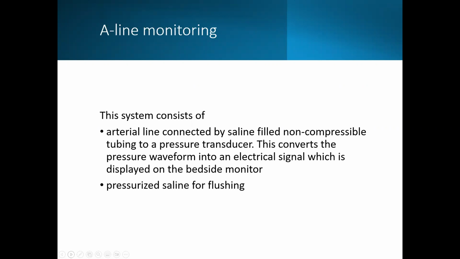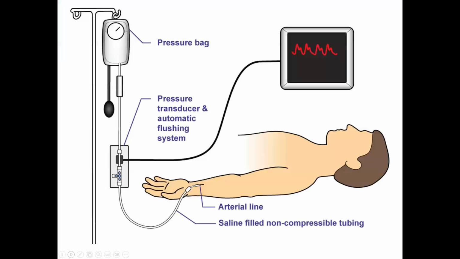The A-line monitoring system consists of an arterial line connected by saline-filled, compressible tubing to a pressure transducer. I showed you a schematic of that before. This converts the pressure waveform into an electrical signal, which is displayed on the monitor, and there is pressurized saline for flushing. Again, similar to what I showed you before, but a little bit different. What's probably significant is that they show the transducer at about the level of the heart. That's probably what this is depicting, perhaps better than the other schematic.